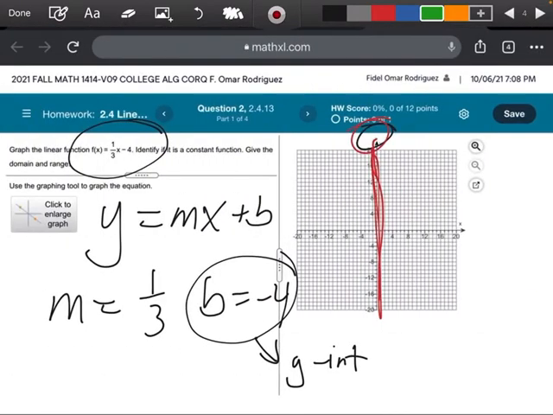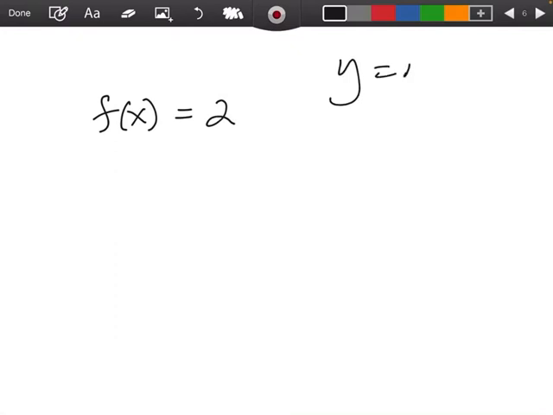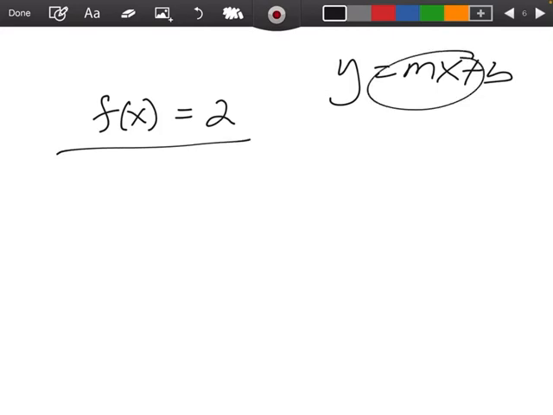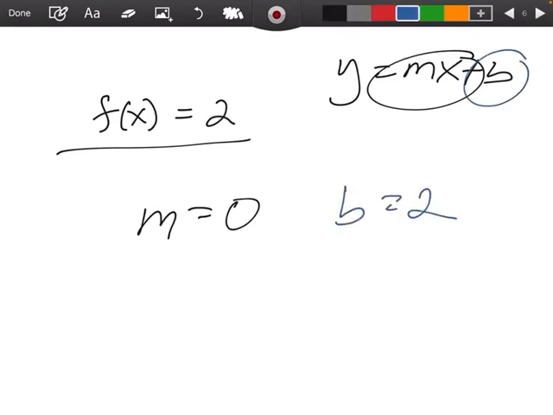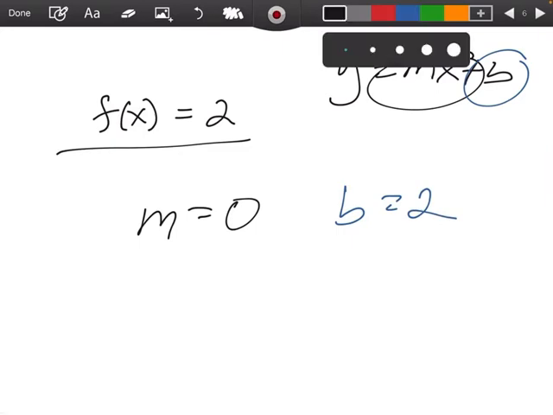Now, the original question was, is it a constant function? Let me give you an example of what a constant function looks like. A constant function would look something like this: f of x equals, say, 2. So when I think of this y equals mx plus b, I look at this right here and say, I don't have an x here. That tells me that my m is 0. But my b number here would be equal to 2.